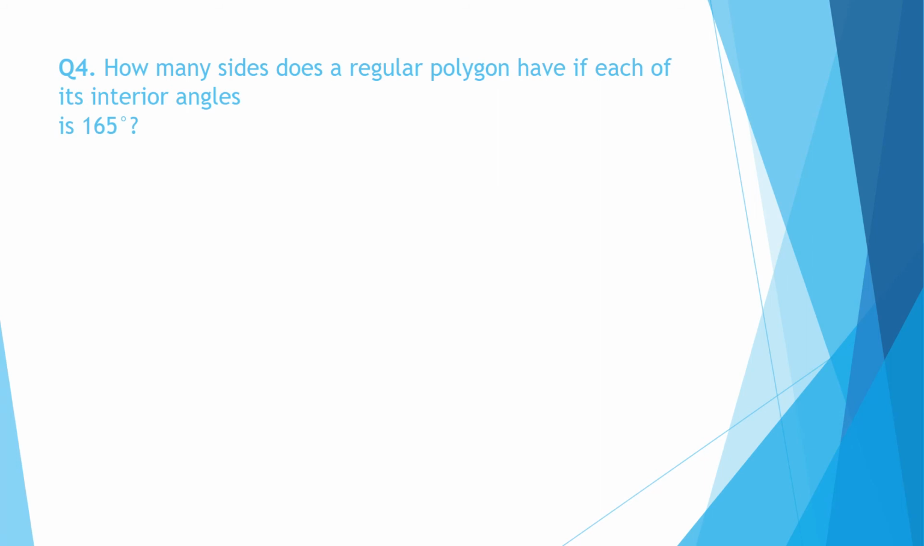Question number 4 said, how many sides does a regular polygon have if each of its interior angles is 165 degree? Now this time you are given the interior angle. So if interior angle is 165 degree, you can find its exterior angle very easily, and then further you can solve it as you have done in question number 3.